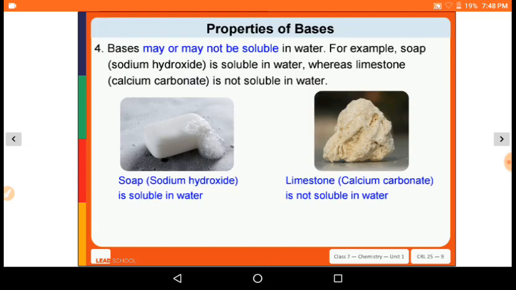Next property is that a base may or may not be soluble in water. For example, salt is soluble in water whereas limestone is not soluble in water.